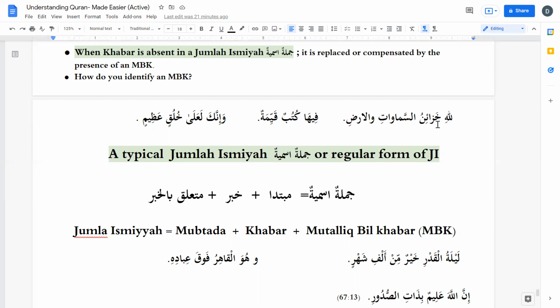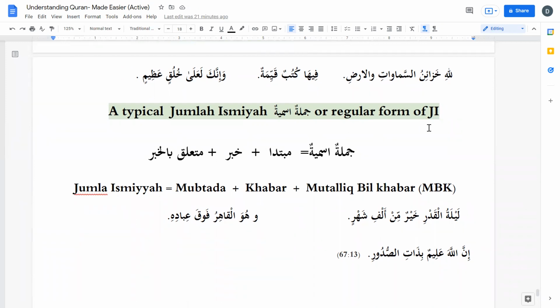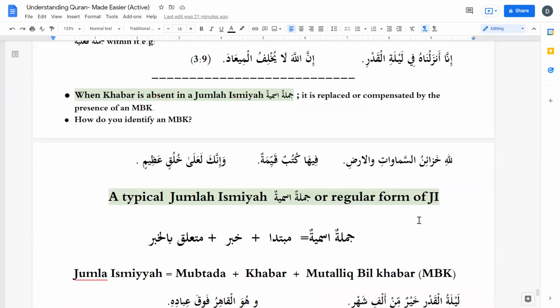Lillahi. Though the word only is not here in the sentence, this order of Muta'alliq bil Khabar before Mubtada is telling us that there is exclusivity in the sentence. To Allah subhanahu wa ta'ala only belong the treasures of skies and earth. So it's important to know the typical, regular form of Jumlah Ismiyah, so that we know which Jumlah Ismiyah has a special sequence.